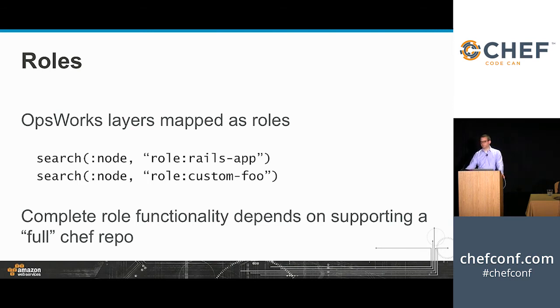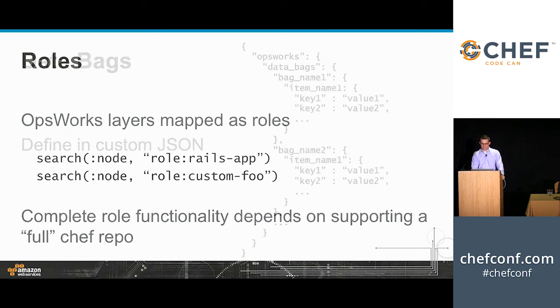Ideally, we would like to be 100% compatible there. That is our goal. But today, we're mapping all the layers into roles. So if you have a chef community cookbook, like an HA proxy cookbook, that says I'm searching for all the servers that have the role PHP App Server, that will just work fine, as long as you're querying for roles.